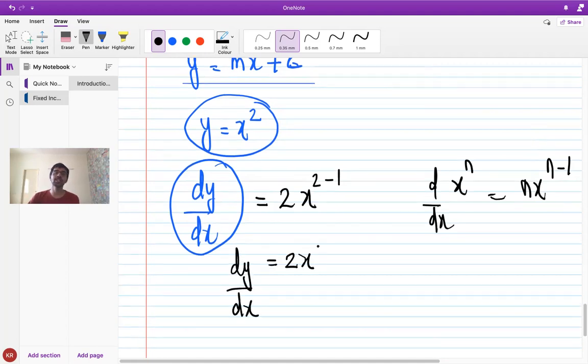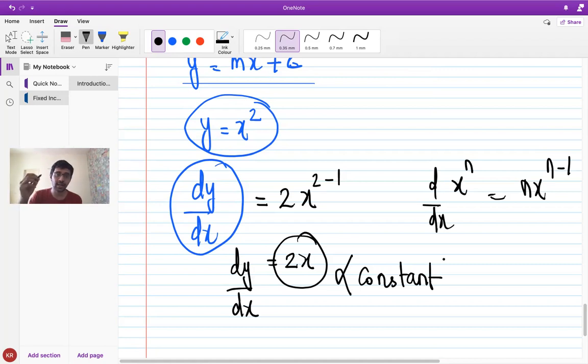And if you notice, 2x is not a constant. In the first equation where we had a line, I said dy by dx is equal to 3, which means dy by dx is actually a constant and it's going to be the same always. Whereas over here, dy by dx is equal to 2x, which means the slope is actually dependent on x. The slope itself is dependent on the value of x. I'll come to what that actually means.